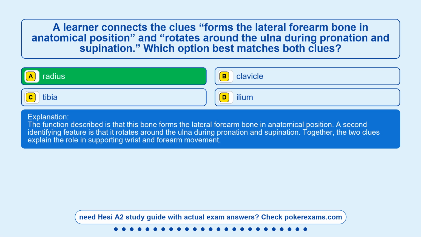The function described is that this bone forms the lateral forearm bone in anatomical position. A second identifying feature is that it rotates around the ulna during pronation and supination. Together, the two clues explain the role in supporting wrist and forearm movement.